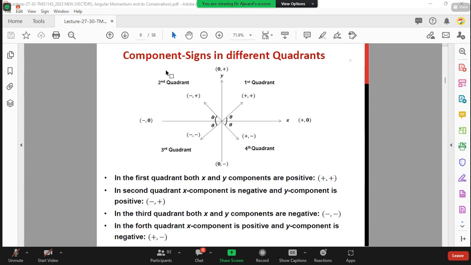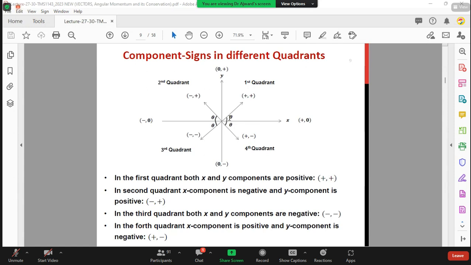Component signs in the different quadrants. So here I put another slide. Depending on which quadrant you are in, the component sign changes. For example, this is the XY coordinate system, and this is a vector here. If you look at the first arrow here.